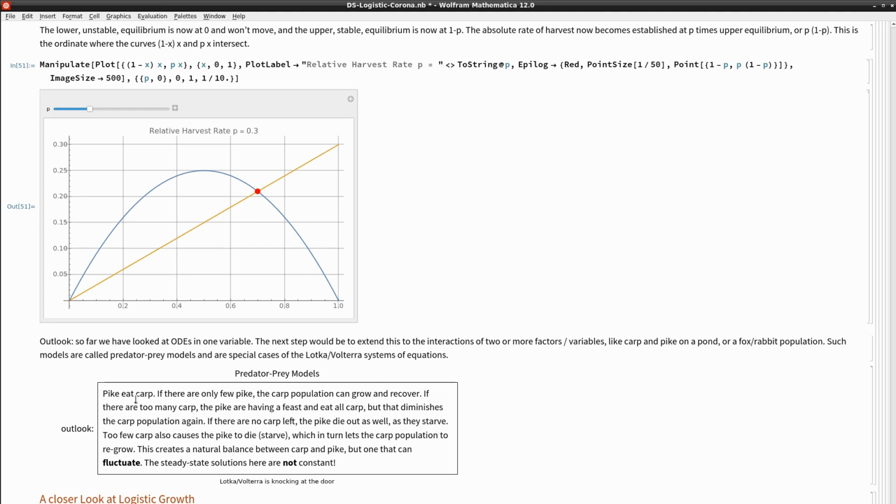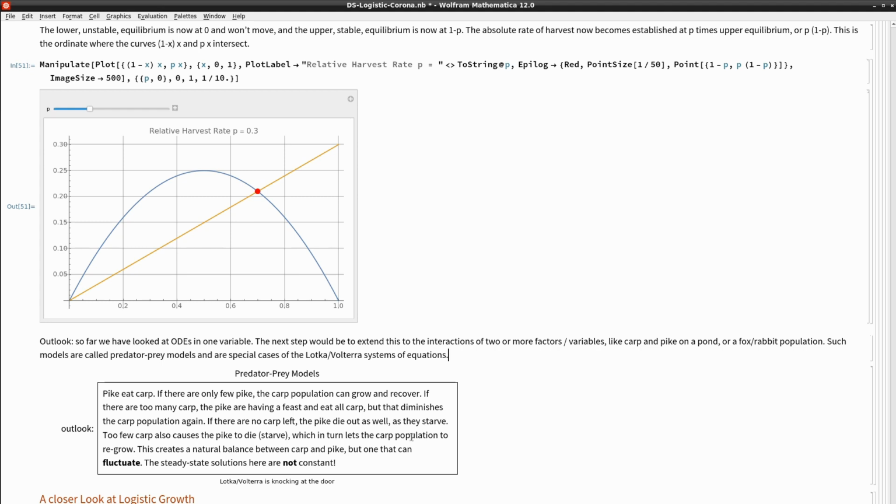So it works like this: pike eat carp. And if there are only a few pike, then the carp population can grow and recover. But if there are too many carp, then the pike are having a feast and eat all the carp, but that diminishes the carp population again. But if there are no carp left, then the pike die out as well. They don't have any food left, so they starve. So when there are too few carp, it also causes the pike to die, which in turn lets the carp population regrow again.